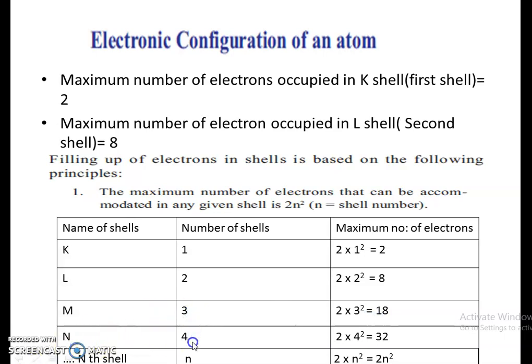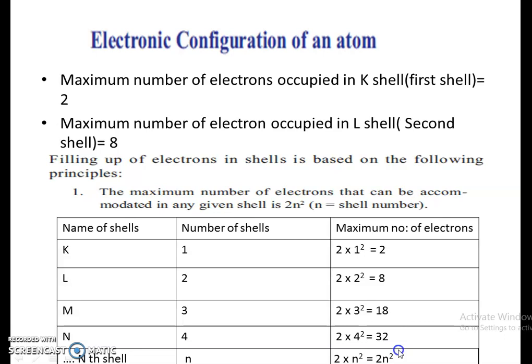For the fourth shell, where the number of the shell is 4, it is 2 into 4 square, which is 32. And for the nth shell, it is 2 into n square, 2n square. This is how we fill the electrons in each shell. So the first shell can occupy 2, the second shell 8, the third shell 18, and the fourth shell 32. That is the maximum number of electrons that a particular shell can occupy.